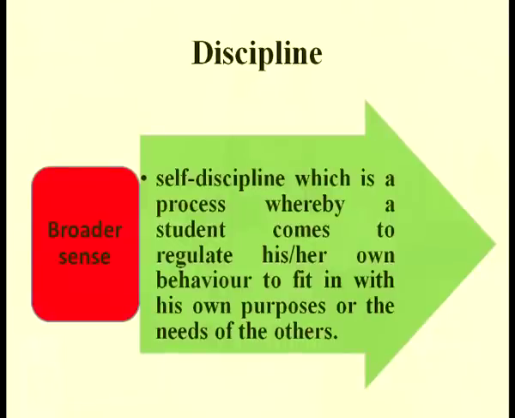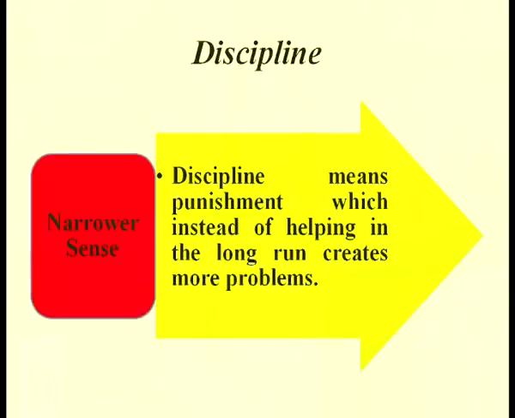Now, we will discuss discipline. In this, we will discuss how we can make our students disciplined. For this, we have to know the meaning of discipline in the broader sense. Self-discipline is a process whereby a student comes to regulate his or her own behavior to fit in with his own purposes or the needs of others. Whereas in the narrow sense, discipline means punishment, where there is fear in the mind, which instead of helping in the long run creates more problems.